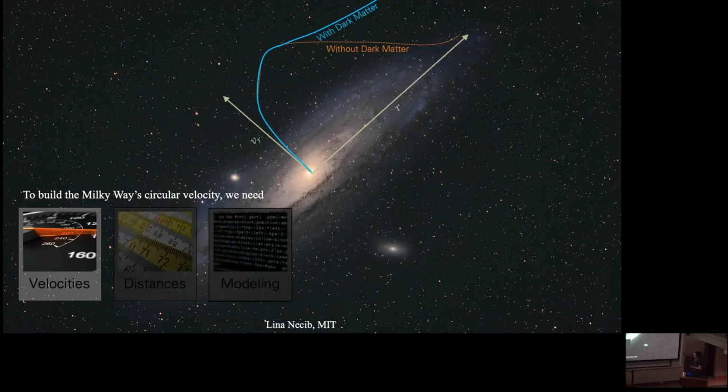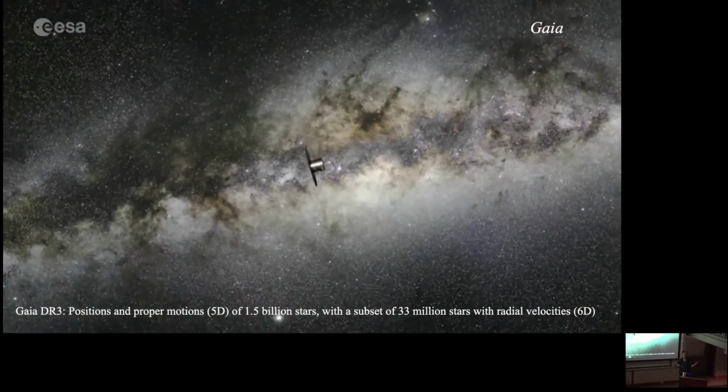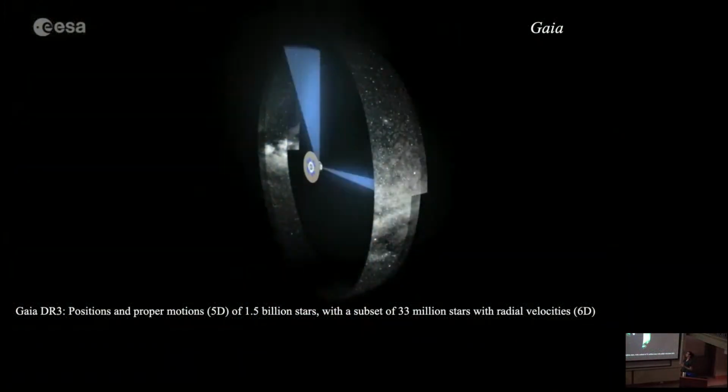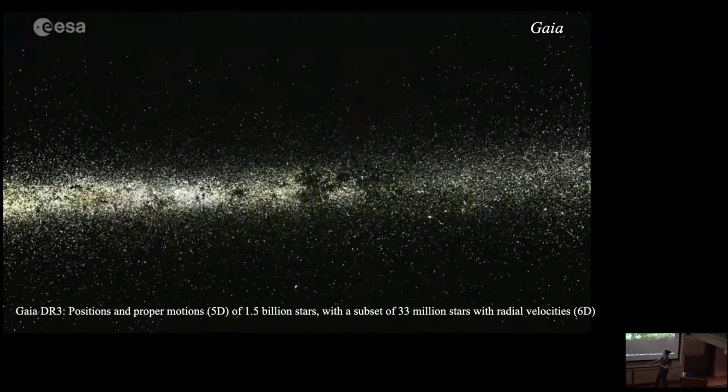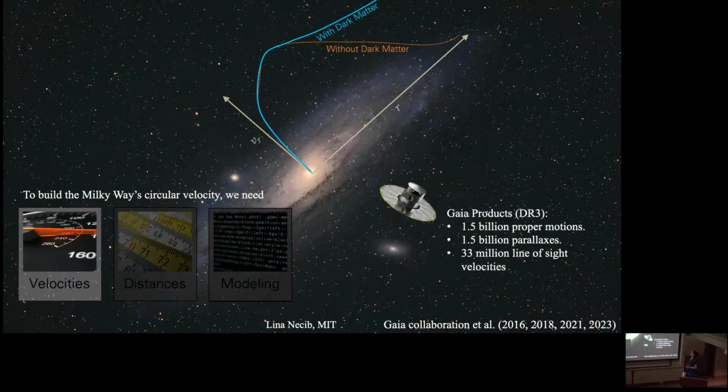So if we start with the velocities, the cool thing is that we have had a wonderful space mission called Gaia that has scanned the sky and provided us with motions of 1.5 billion galaxies that has basically 5D kinematics for, and a subset of 33 million, at least as of DR3, that has RVs, or radial velocity measurements, in which case you can put it together as a 6D phase space distribution, which is quite incredible. Great, we have some velocities. Gaia DR3 has been quite powerful.